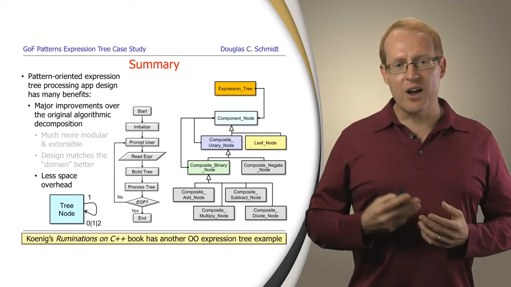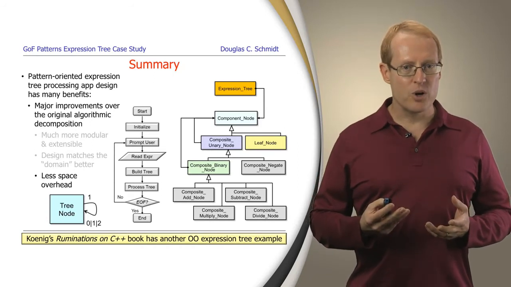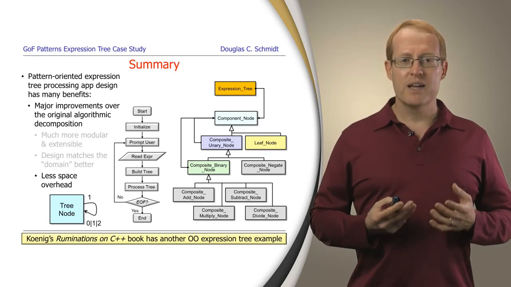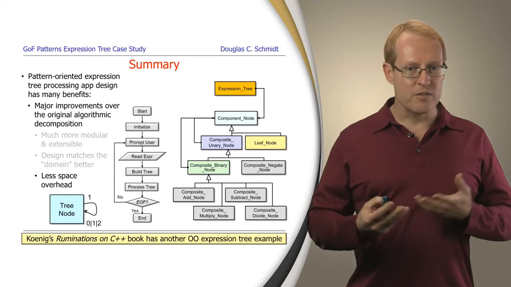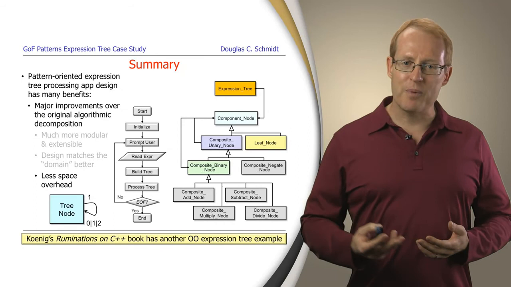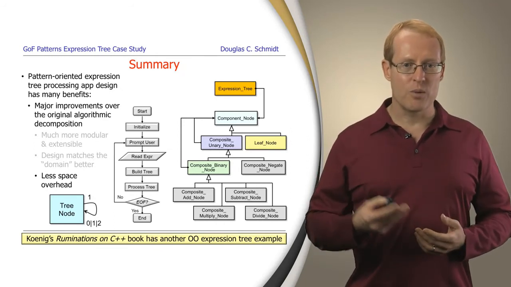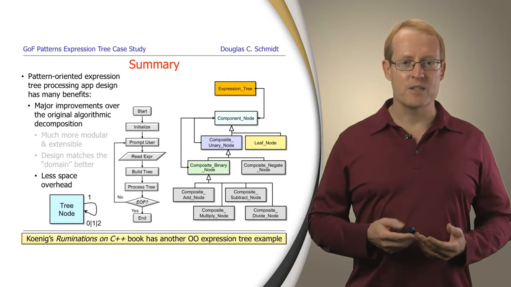There's a nice article written by Andy Koenig a number of years ago, appearing in his book, Ruminations on C++, that gives another C++-oriented view of how to implement an object-oriented expression tree. So if you have a copy of that book, you might go back and take a look and see his approach and compare and contrast it with our approach with a heavy pattern emphasis.